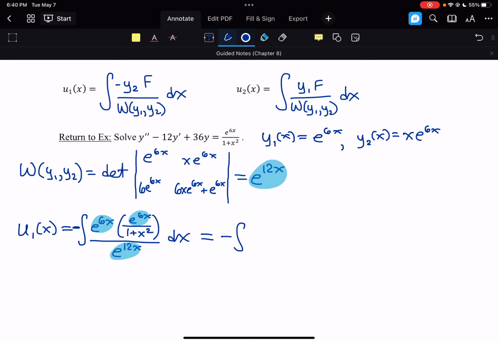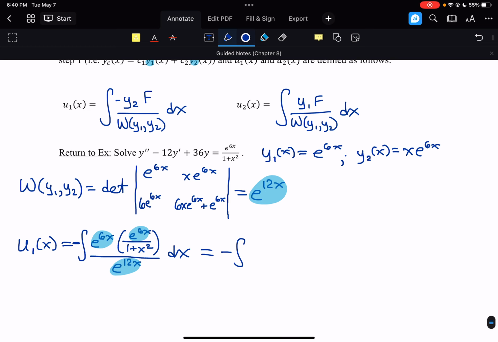Oh, I'm sorry. I put the wrong one in here, didn't I? Have you been yelling at your screen this whole time? This should be y2 in this formula. So slight adjustment. There should be an x right here. So make sure that there's an x in that expression. So this part stays the same. So e to the 6x, e to the 6x cancels with e to the 12x. So we're left with the negative in front with x over 1 plus x squared dx.